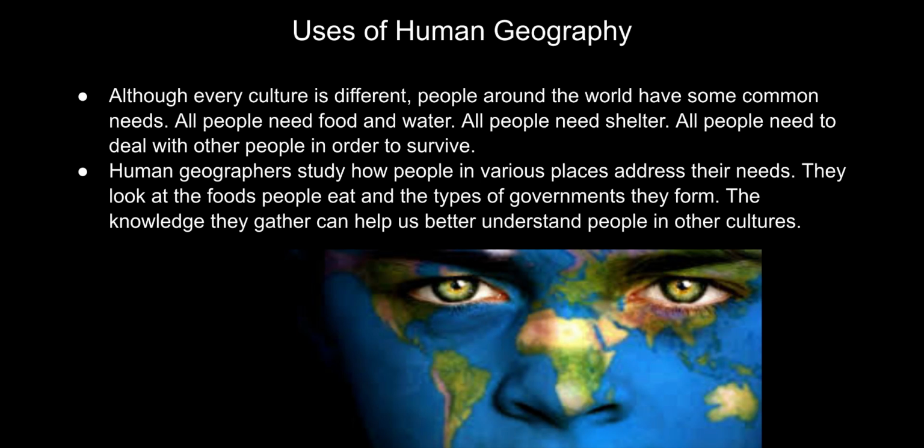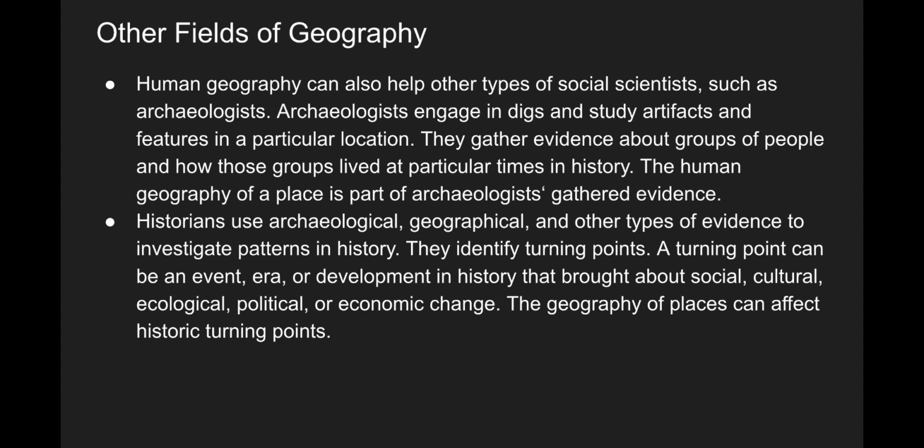The use of geography. Although every culture is different, people around the world have some common needs. All people need food and water. All people need shelter. All people need to deal with others in order to survive. Human geographers study how people in various places address their needs. They look at the food people eat and the type of government they form. The knowledge they gather can help us to be better understood by other people.